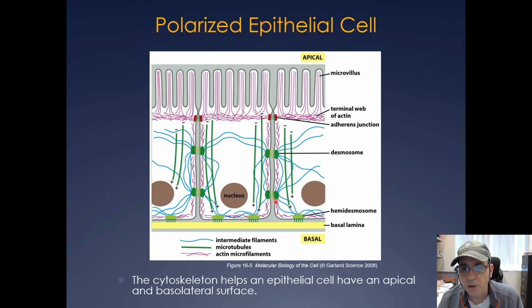And then underneath that you have a terminal web of actin. And then you have these junctions, which we'll talk about when we get to the extracellular matrix. But the intermediate filaments are oftentimes attached to the junctions. Then you have your microtubules in the cell too. And as you can see, microtubules, as we'll talk about in a second, have a certain amount of directionality, and so there's a plus end and a minus end to them.